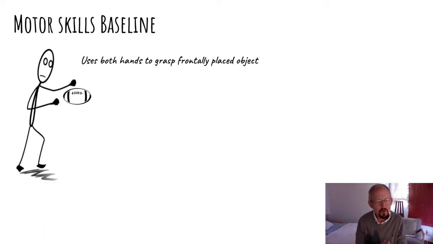Let's now turn to, for a final competency area, one about a child maybe with physical disabilities, and we'll look at a motor skill type of baseline question. So let's say that our objective is, Sam will use both hands to grasp frontally placed objects, okay?